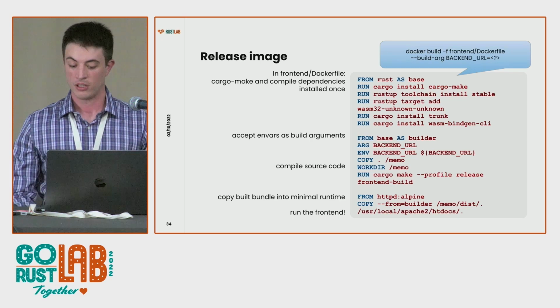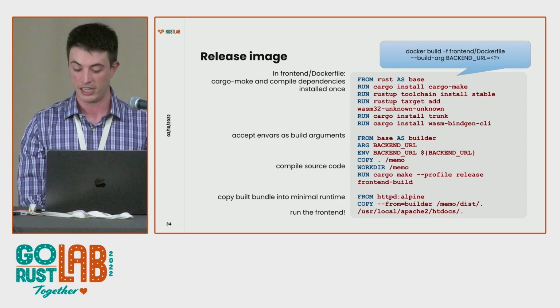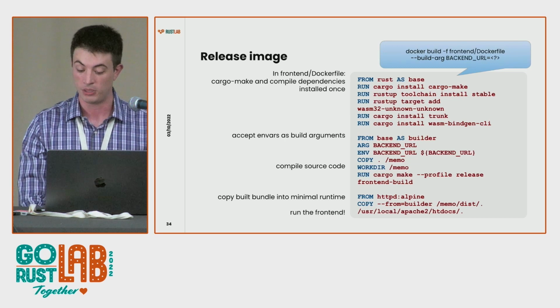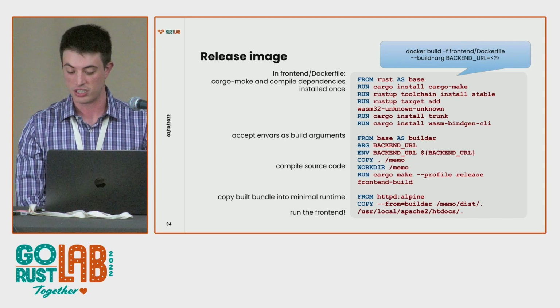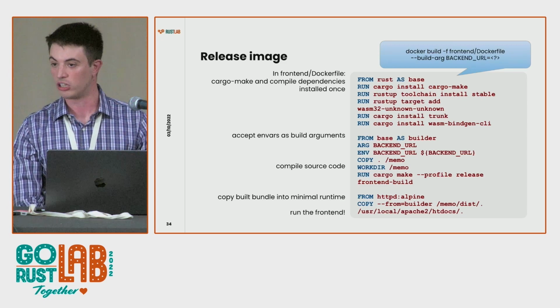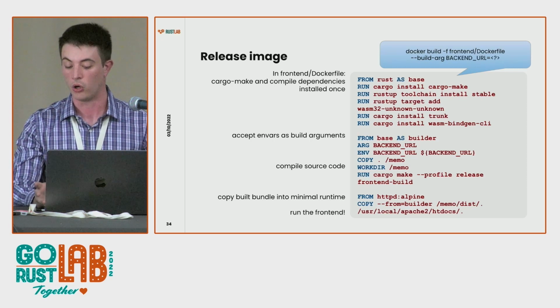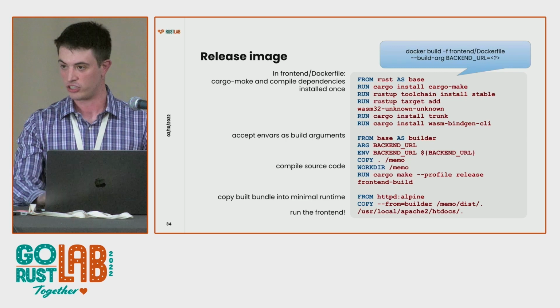And then finally, we are going to take just the bundle from the builder stage and put it in this HTTPD Alpine image, which is a small Apache image, which is just going to serve the bundle that we generated. And again, here the goal is to have a small image that we can deploy.